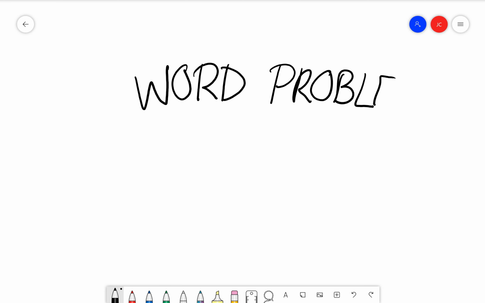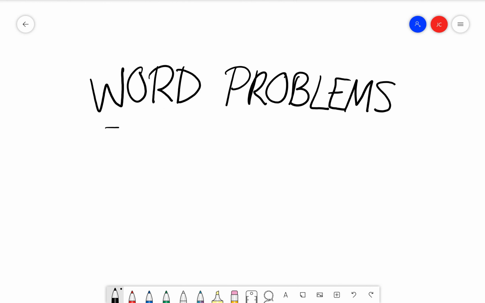Everyone hates them, and word problems are kind of the big portion of this unit because at the end of the day, all the stuff we've been learning has been to get us to this point where we can solve word problems. And they can be really confusing, but word problems are a really important component of dynamics because it's, again, what we've been working up to.